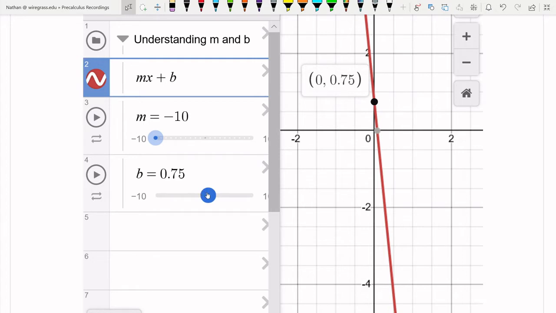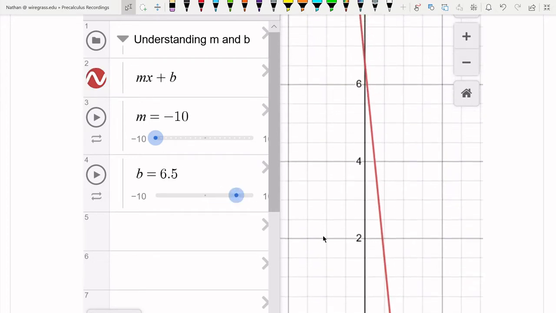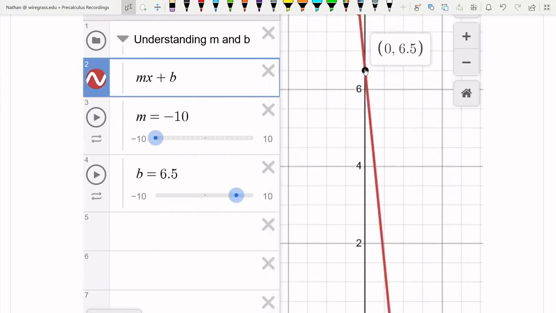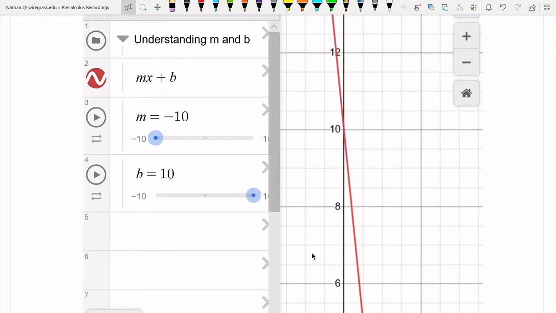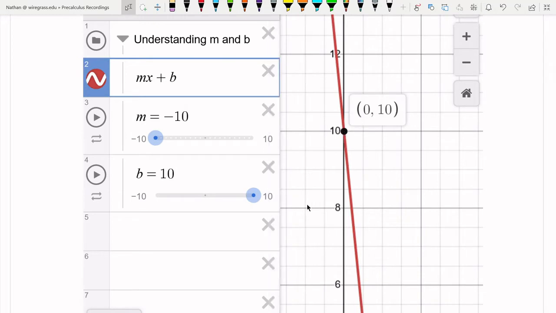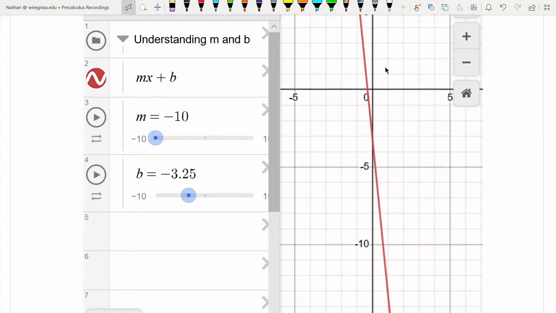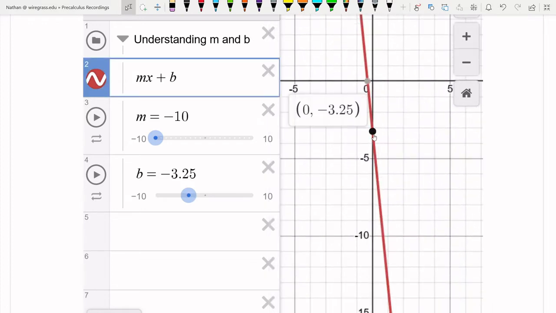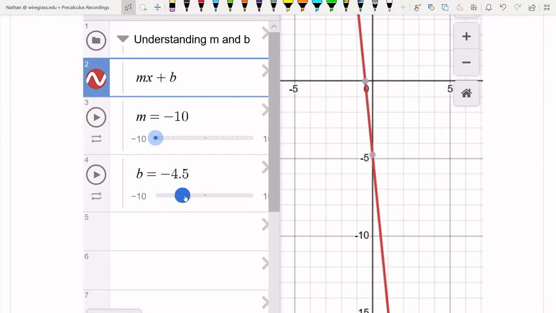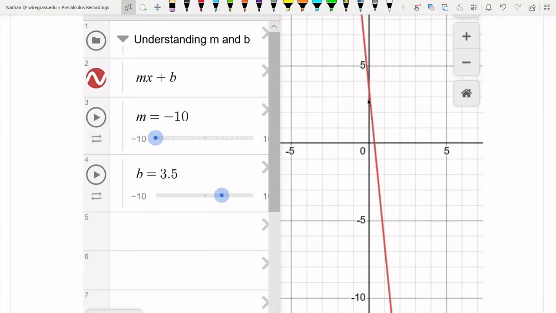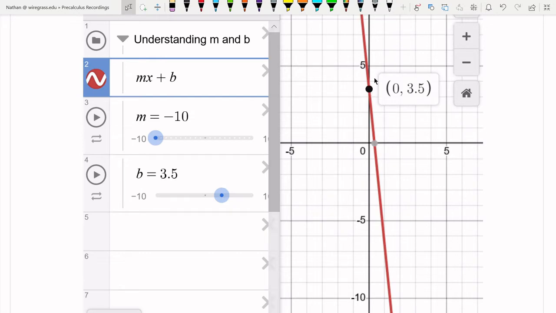Now if I change b, the y-intercept is now 6.5, b is 6.5. If I go a little bit higher, the y-intercept is 10. I decrease b down to -3.25. The y-intercept is -3.25. And so you can see, it looks like b is the y-intercept. As you change b, the y-intercept changes as well.